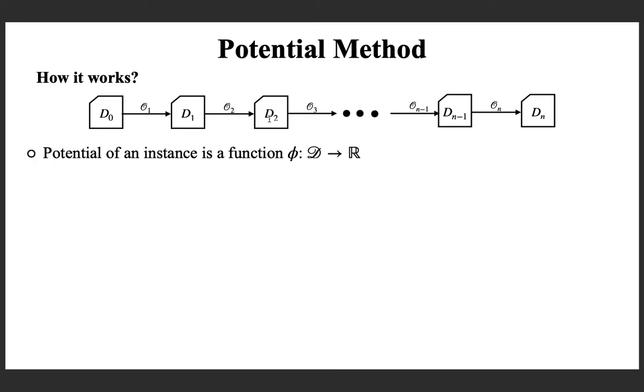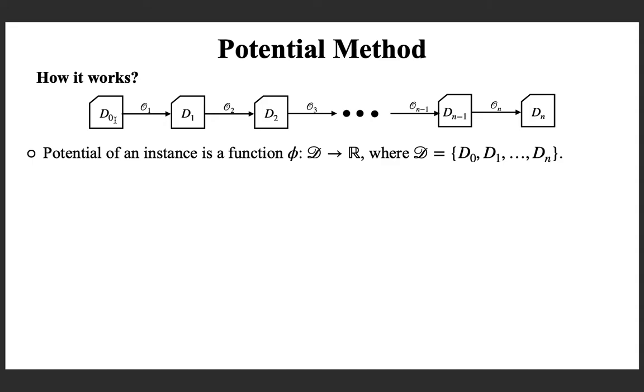Now you can define the potential of an instance. Actually, you are going to assign the cumulative credit to each instance of the data structure. So that will be defined as a function from an instance to a real number, where D is the set of all instances D0, D1, etc. This is the main difference when compared to the basic accounting method. So the potential is a mathematical function which assigns a real number to every instance.